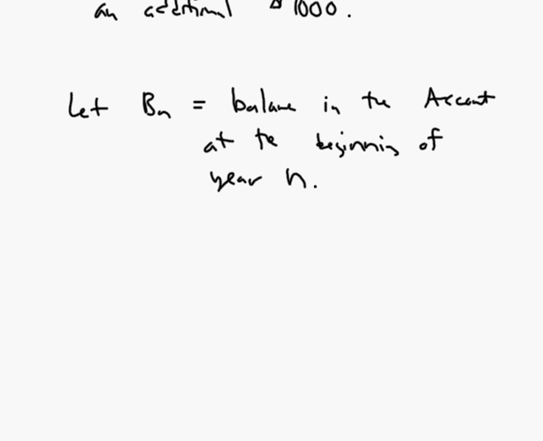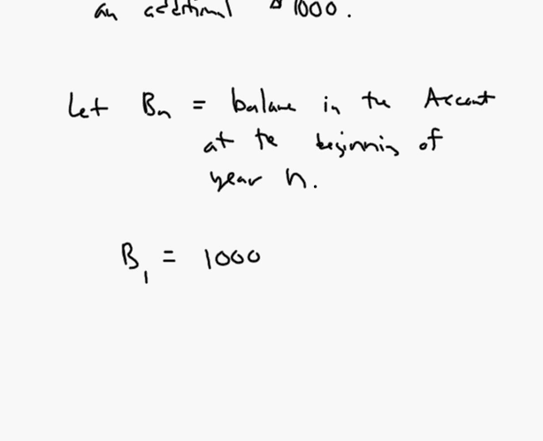If that's the case, then what happens? Well, B sub 1 is the amount of money you put in the bank at the beginning of the first year. At the beginning of the first year, you show up and you have to decide what you're going to put in. Maybe we put in $1,000. That's the beginning of year 1.